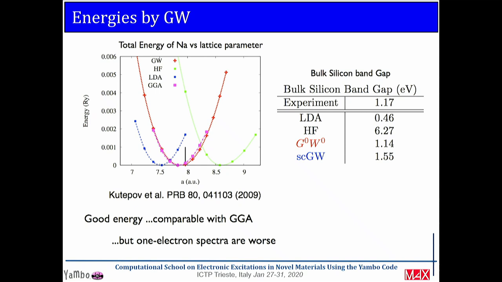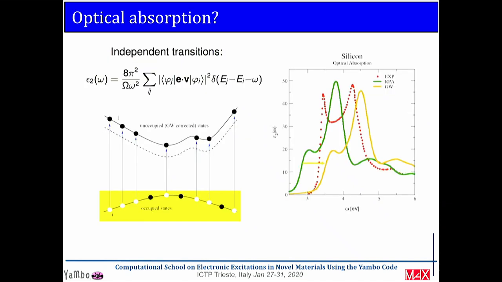So that's not always the self-consistency here is better than G0W0. Remember always that you have neglected the vertex. So that could be important. Optical absorption, this is silicon, I think will be shown tomorrow in many flavors.